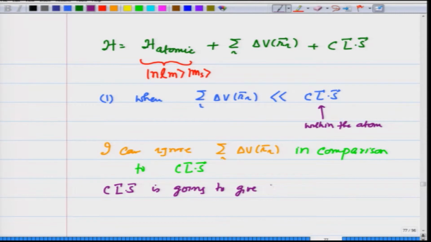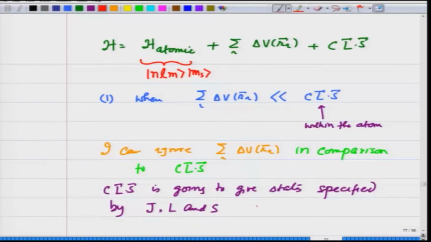give states which will be combinations of L and S, specified by J, L and S. So, they are going to have J, L and S as good quantum numbers, and in this case the magnetic moment mu will be g times the square root of J(J+1) mu_B. So, these are the lanthanides or systems with 4f electrons.